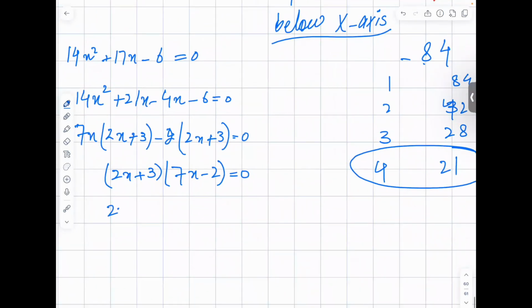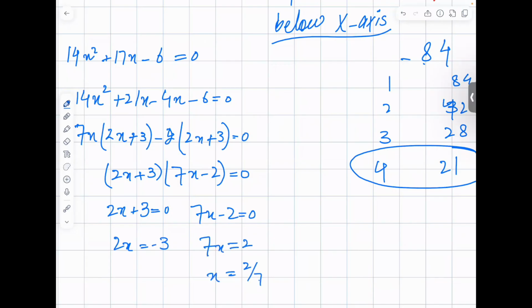So 2x plus 3 is equal to 0. 2x is equal to minus 3. x is equal to 2 divided by 7. And x is equal to minus 3 by 2. Right? So minus 3 by 2 and 2 by 7.